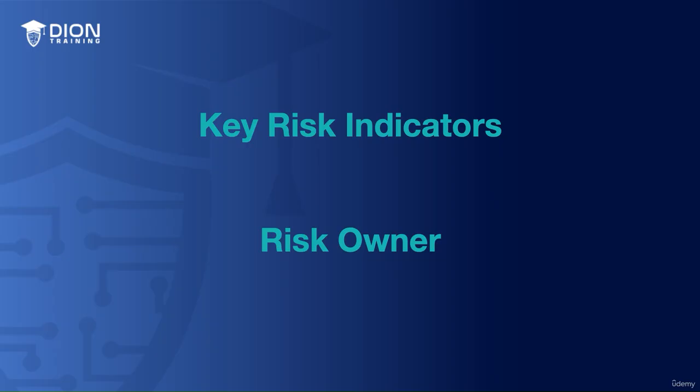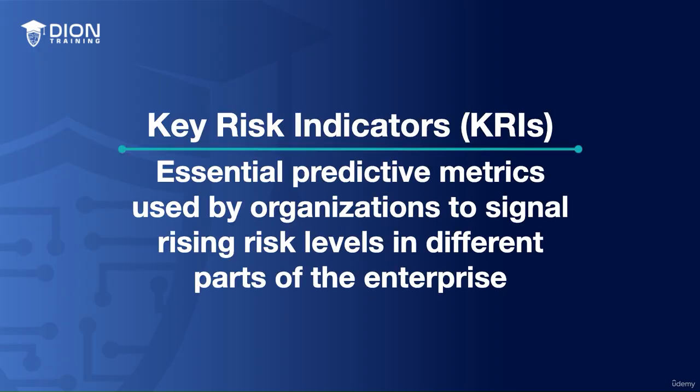Now that we have a basic risk register completed, we need to add two more things to it: the key risk indicators and the risk owner. Key risk indicators, or KRIs, are critical predictive metrics that organizations use to provide an early signal of increasing risk exposure in various areas of the enterprise. Key risk indicators serve as a barometer of risk or safety levels, providing a forward-looking view of potential risk and are often associated with the organization's risk appetite.